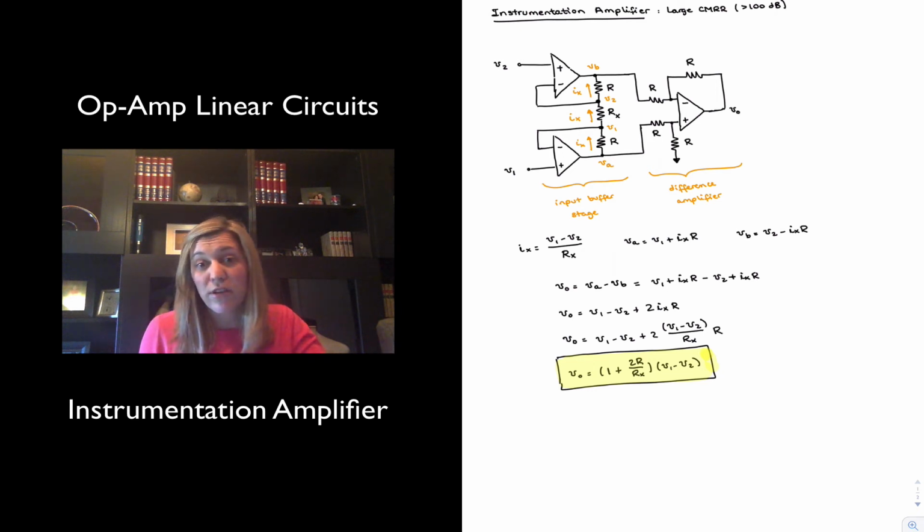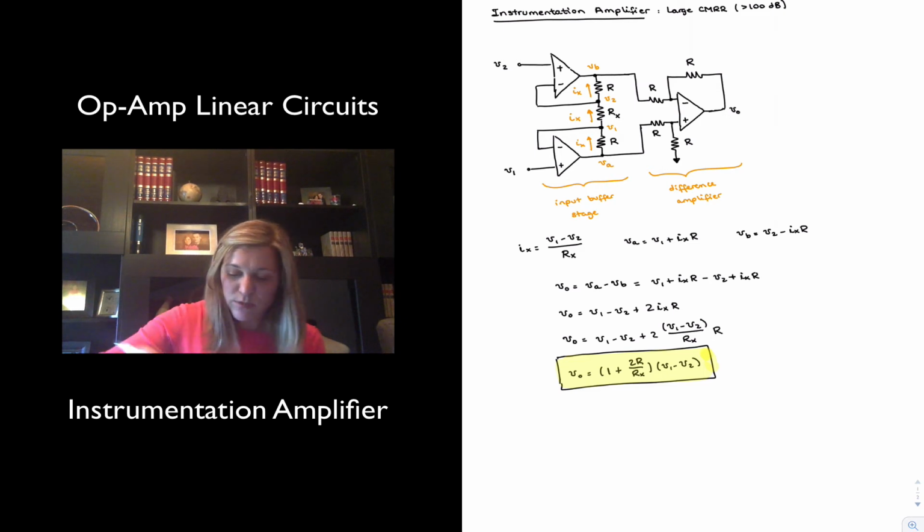Sometimes you can also find instrumentation amplifiers that have all the resistors be internal, and they just come with different values of gain, and so you can purchase it with a particular gain already. But if you wanted a programmable gain, this is the one that you are most likely to encounter.